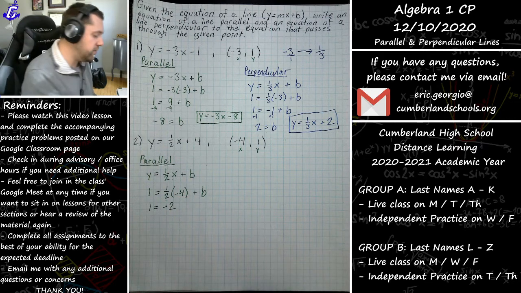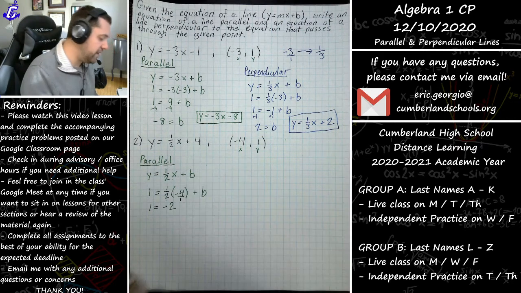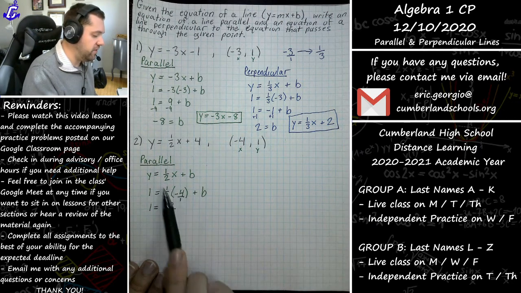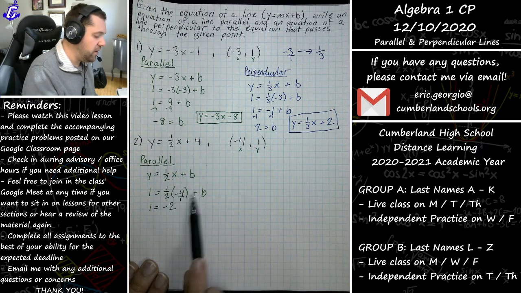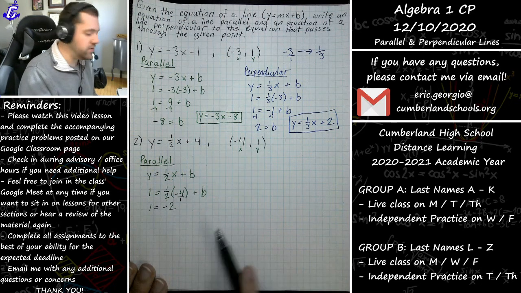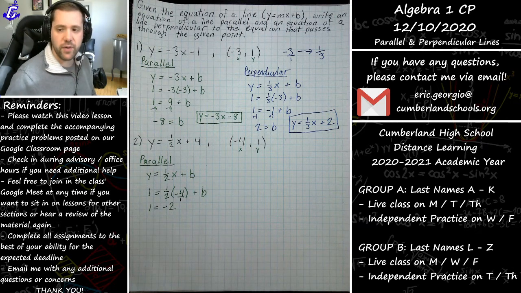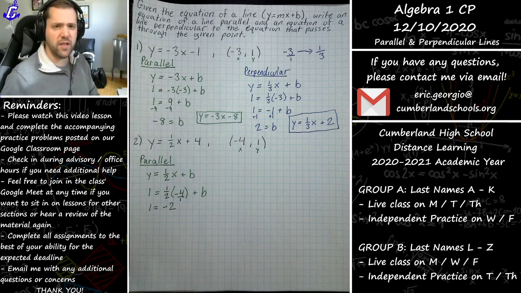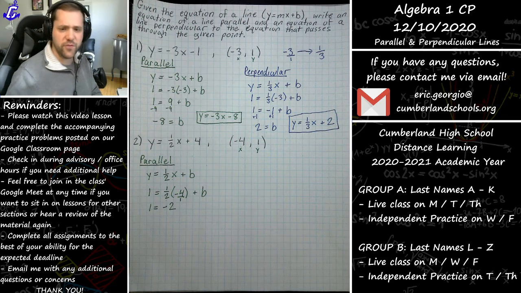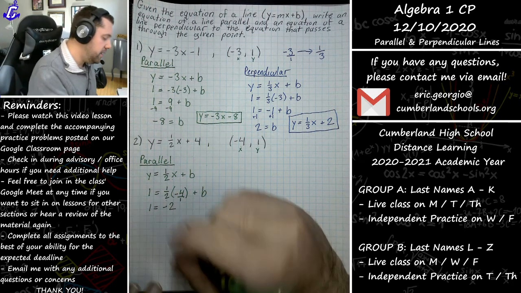Or if you really want to do it mechanically, you could write this as -4 over 1. Multiply the numerators, 1 times -4. Multiply the denominators, 2 times 1. You'd get -4 divided by 2, which is -2. However you want to approach it, that shouldn't be a moment of confusion and people freezing and not sure what to do. All right, just be careful about that.